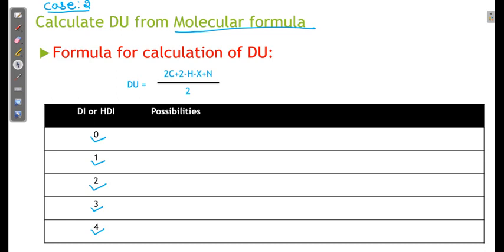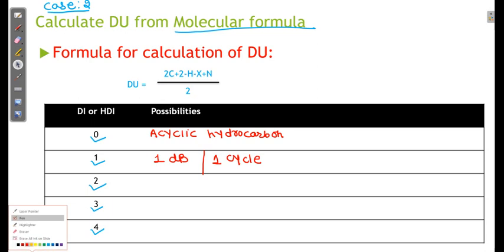If this value is 0, then we can say there is no pi bond and no cycle. So simply we can say this is an acyclic hydrocarbon. Are you getting it? We have seen the formula: number of pi bonds plus number of rings. The sum of that is 0, then it is an acyclic hydrocarbon. If the DU from this formula is 1, then the chance is 1 double bond or 1 cycle. This is a possibility. We cannot come to the exact judgment, but we can come to the conclusion. These are the possibilities.